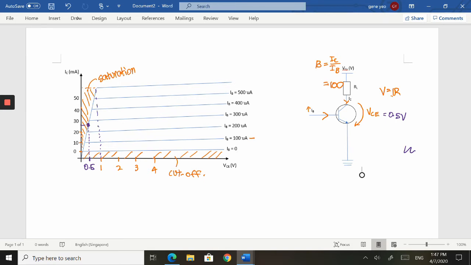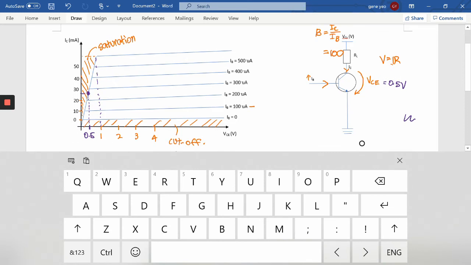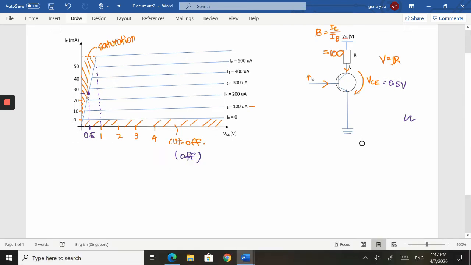Yeah, so that's how I interpret this graph here. Okay, so a couple of things. One, know that this is the cutoff region. Any value below IB equals 0 is cut off. It's in an off state. And any value that lands in this area is in the saturation state. Okay, so that's one thing that you have to know.